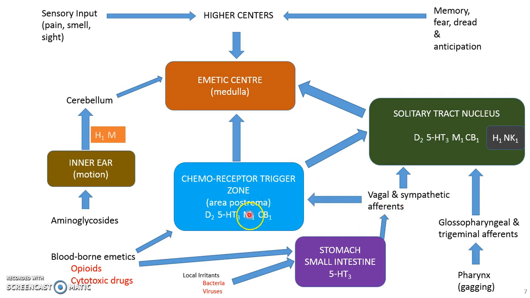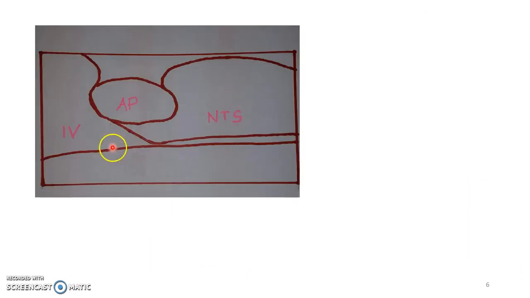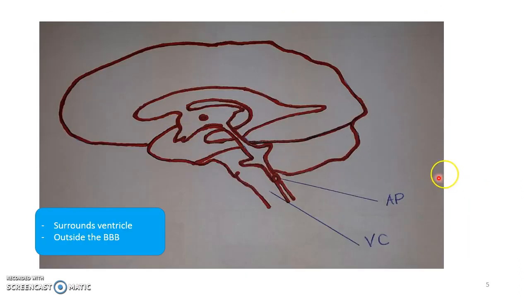So from the chemoreceptor trigger zone, it can send messages to the emetic center in the medulla. So here, from the area postrema, it can transmit impulses to the vomiting center, which will lead to vomiting.